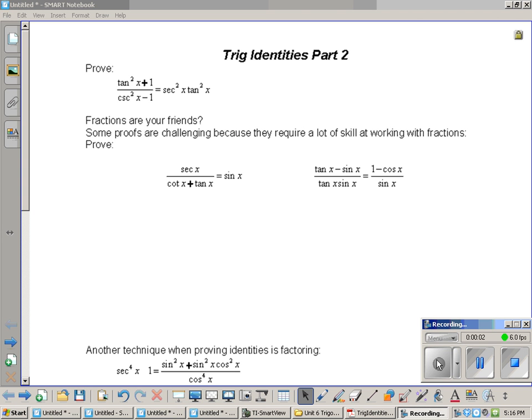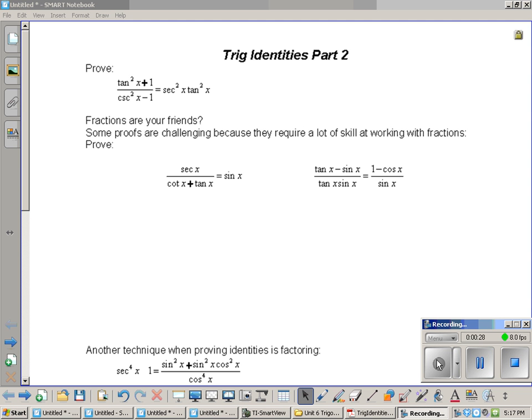Good morning. Make sure you have this sheet in front of you as we begin. Today we'll be using the reciprocal identities, the quotient identities, and the Pythagorean identities that we saw yesterday, along with some old algebraic techniques we should remember, working with fractions, factoring, and multiplying by conjugates to help us show that two expressions are equivalent in trigonometry.